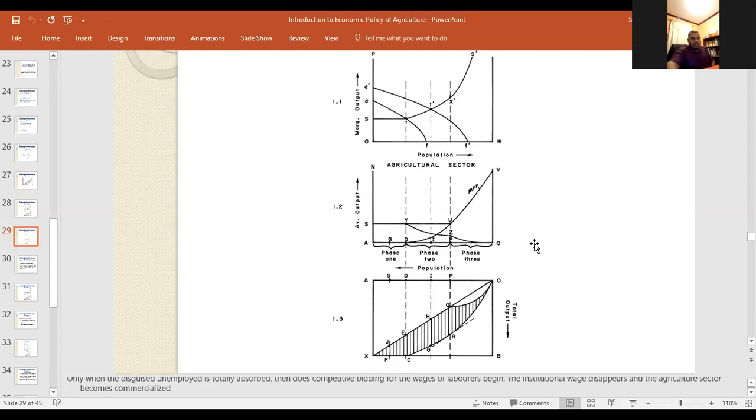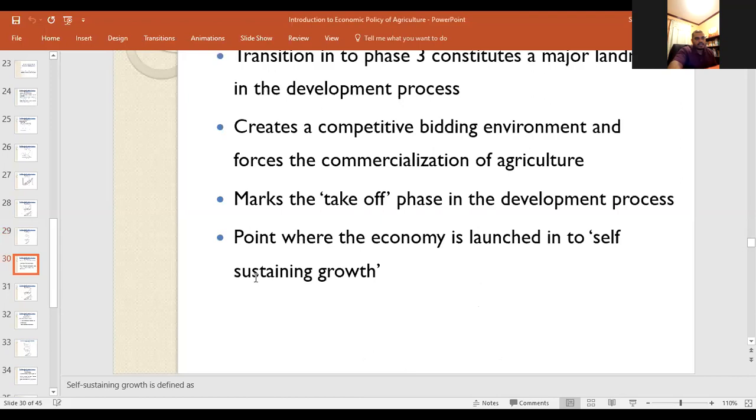As we begin to move into phase three, you'll find that the agricultural sector no longer is backward, and it actually is the point where you become commercialized, or you have a commercialized agricultural sector. Now remember, that's extraordinarily important for a developing country, because as we would have established earlier, once you have a situation of a developing country which does not develop its agricultural sector alongside the industrial sector, you will have a number of problems that arise.